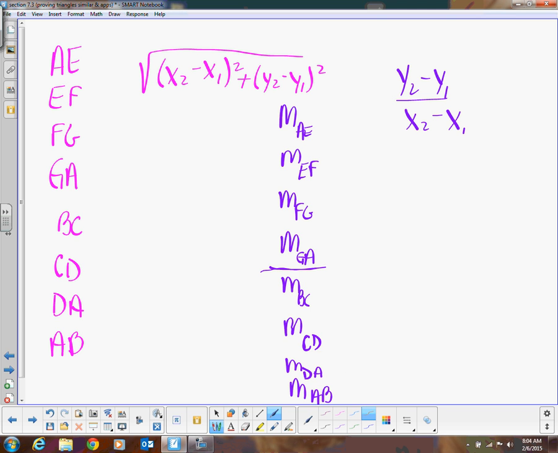Now, if you want right angles, what must the lines be? The lines would be what? Perpendicular. And what do you know about perpendicular slopes? They're opposite reciprocals. So if you've got 2 of these that are opposite reciprocals, that means they're perpendicular. That would mean AEF is a right angle. So that's as far as I'm going on that one. It's your turn. I don't have time to do all that work.